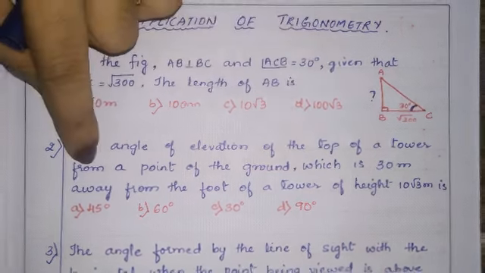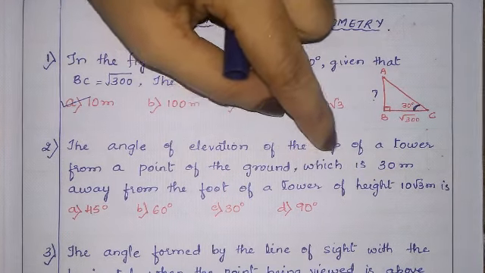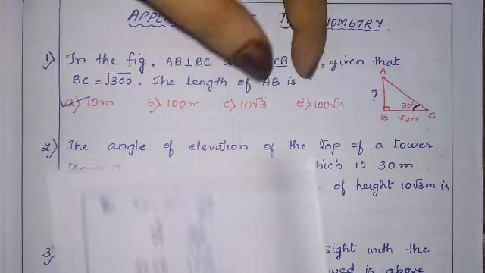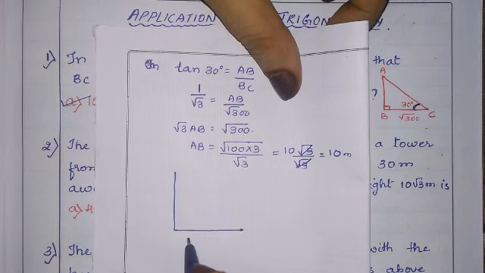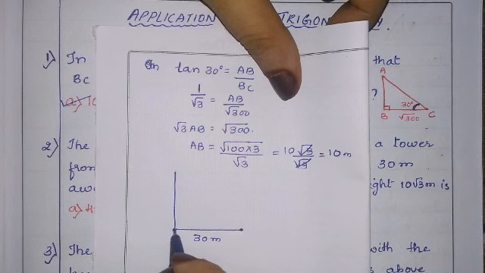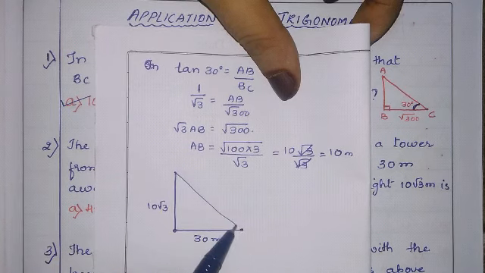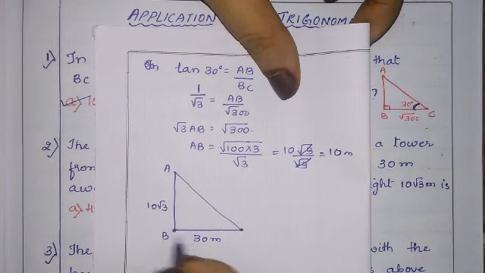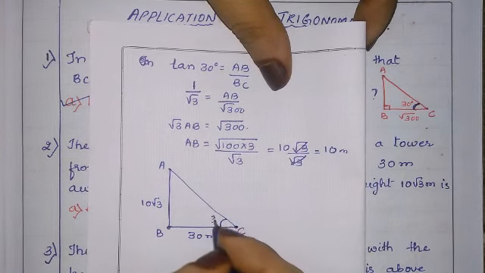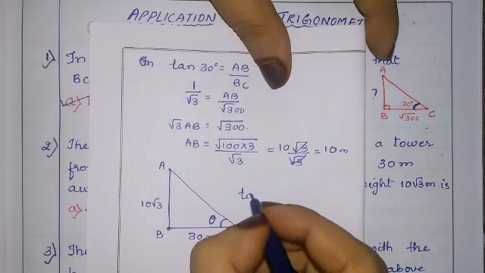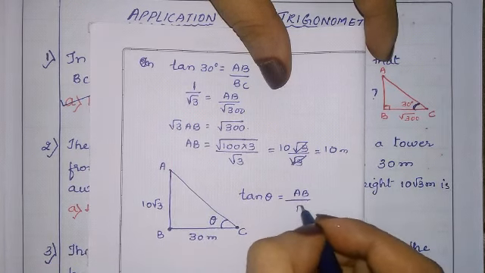The angle of elevation of the top of the tower from a point on the ground which is 30 meter away from the foot of a tower of height 10 root 3. Tower height is 10 root 3. I will draw the tower. This is the tower and the point is 30 meter away from the foot of the tower. Find the angle of elevation. We will write A, B, C. Now we need to find the angle of elevation. We don't know the angle, we will write it as theta. Tan theta is equal to opposite upon adjacent, AB by BC.